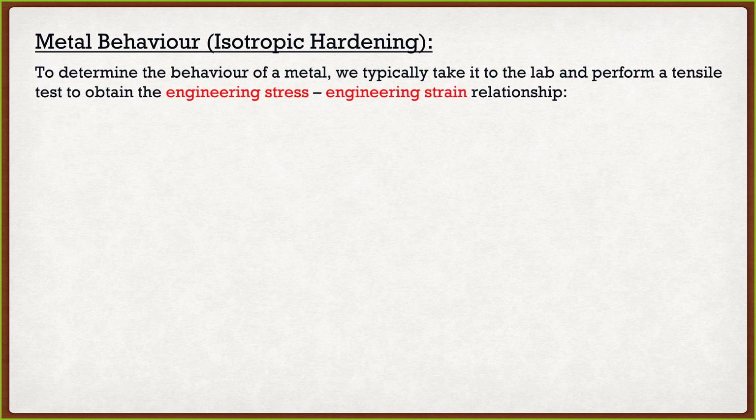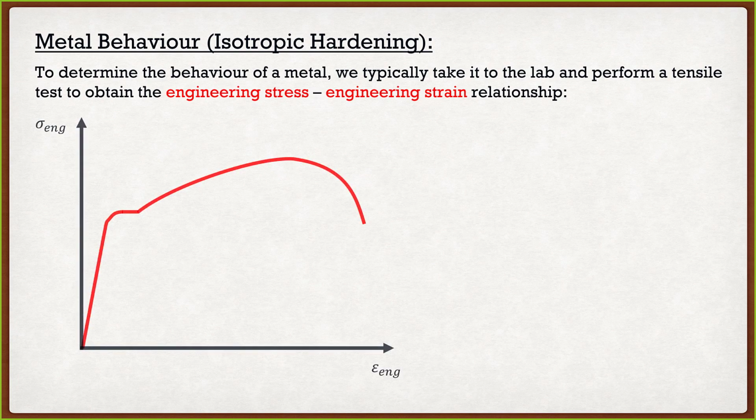Again, I'll show you what kinematic hardening is, but you don't have to worry about it too much. So to determine the behavior of a metal, what we usually do is we take our metal, we go to the structural lab, and we tell the lab techs that we want to test the metal. They usually swear at us for a little bit. And then we obtain the engineering stress and engineering strain relationship. So let's say that I took a piece of rebar, and we get kind of this behavior right here. The thing to keep in mind is this is our engineering stress and engineering strain, and we'll talk a little more about that later.